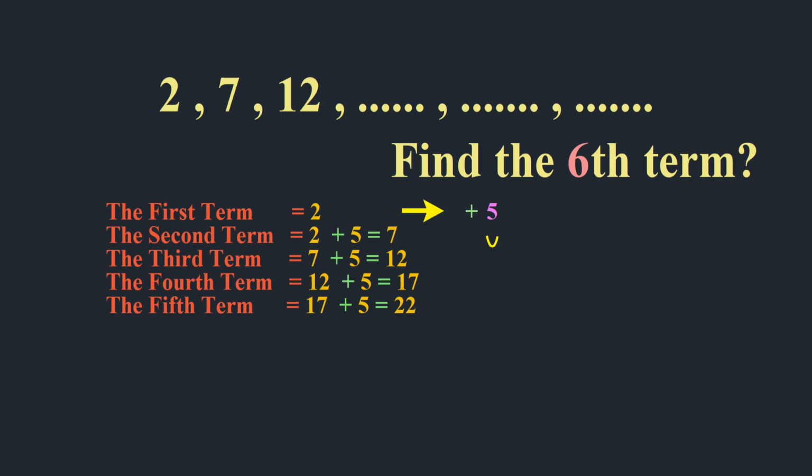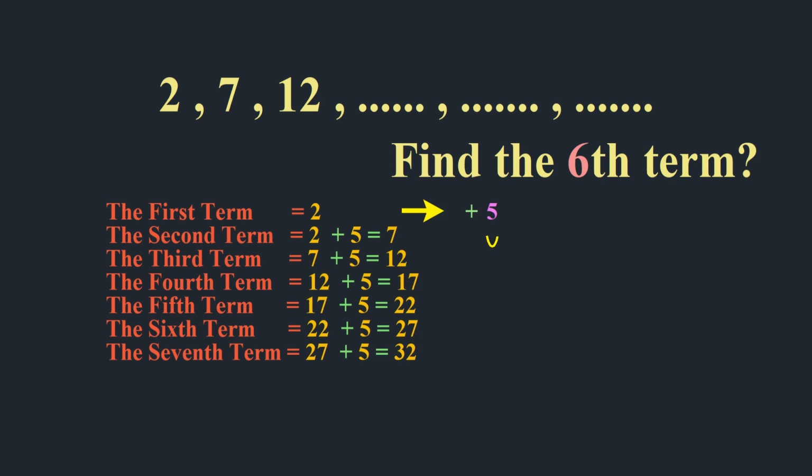By the same method, we can get the sixth term, which equals 22 plus 5, which equals 27. And the seventh term is equal to 27 plus 5, which equals 32. And in our problem, the required term is the sixth term, which equals 27. And this was the manual method solution for this problem.